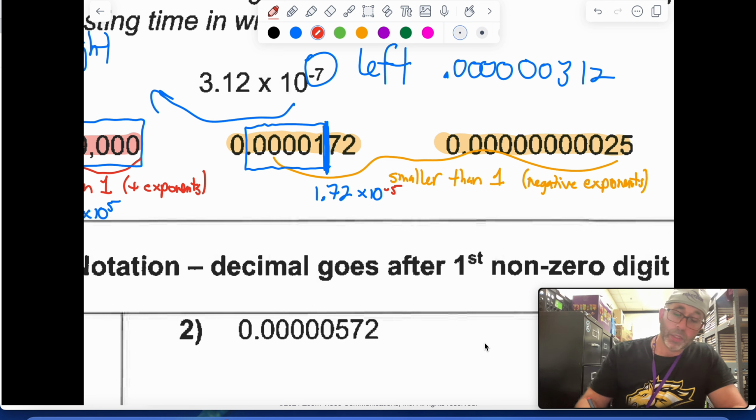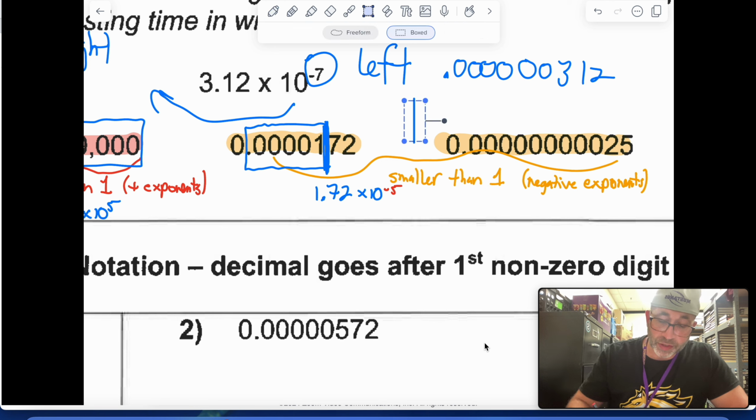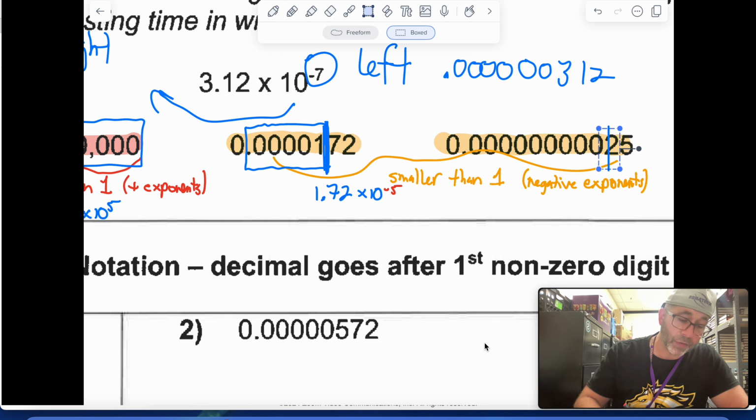Okay, let's do that again. So looking at this next one here, I'm going to make a little line that we're going to use to chop this off. And we're going to trace it out. So I'm going to start here. And as we go from the left, the first non-zero number that we encounter is all the way over here at this 2.